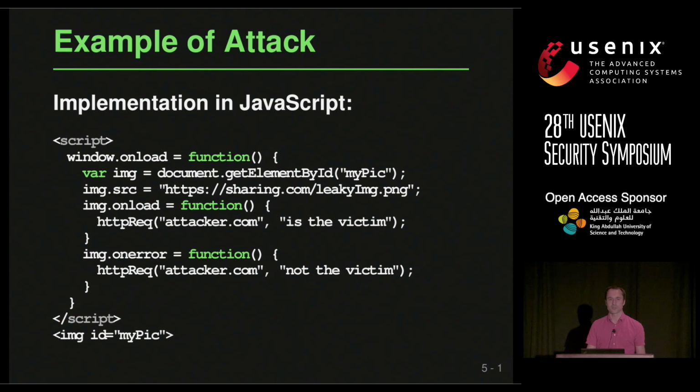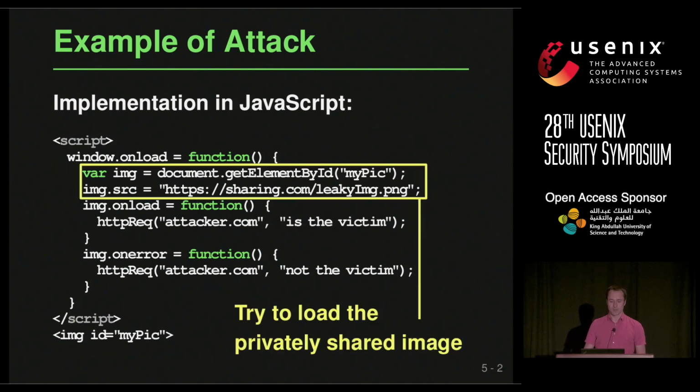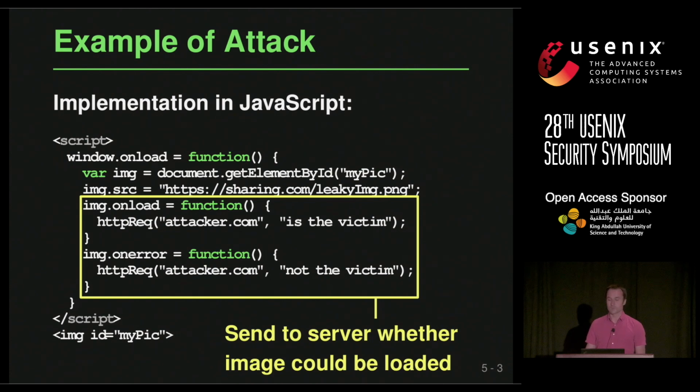To make all of this a little bit more concrete, let's look at an implementation of this in JavaScript. And as I said, later on I'll show an implementation that does not require any JavaScript. So what happens here is that we add a little bit of code to the website that is under the control of the attacker. And this code executes some JavaScript when the page has loaded. Specifically, what the first 2 lines are doing here is to try to load this privately shared image. There typically is some URL that points to this image that we have shared with the victim. And then we just install 2 event handlers that check whether this image could actually be loaded. Depending on whether it could be loaded or not, we are sending this information back to the attacker-controlled server. And then we know whether the victim was there or someone else.